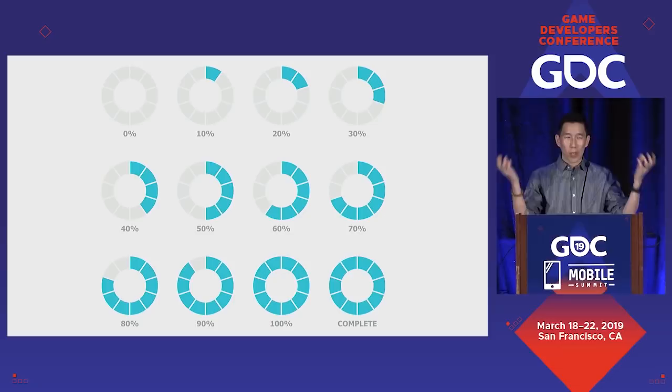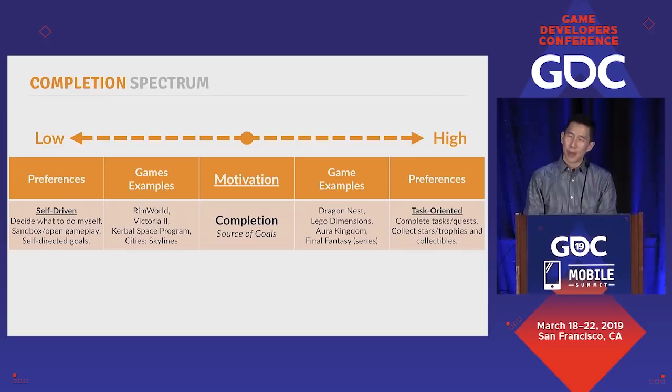Games that score high on completion tend to be very task-oriented with clear, predictable conversion mechanics between time and rewards. In our data, MMOs, especially Asian MMOs like Dragon Nest and Aura Kingdom, scored very high on completion. Games that score low on completion tend to be more sandboxy games, where there are rules, but the player has to figure out what goals they want to pursue on their own. Don't tell me what I have to do. I'm going to decide for myself if I'm going to dominate the world and how. On the low completion end, we have games like Victoria 2 and Kerbal Space Program.